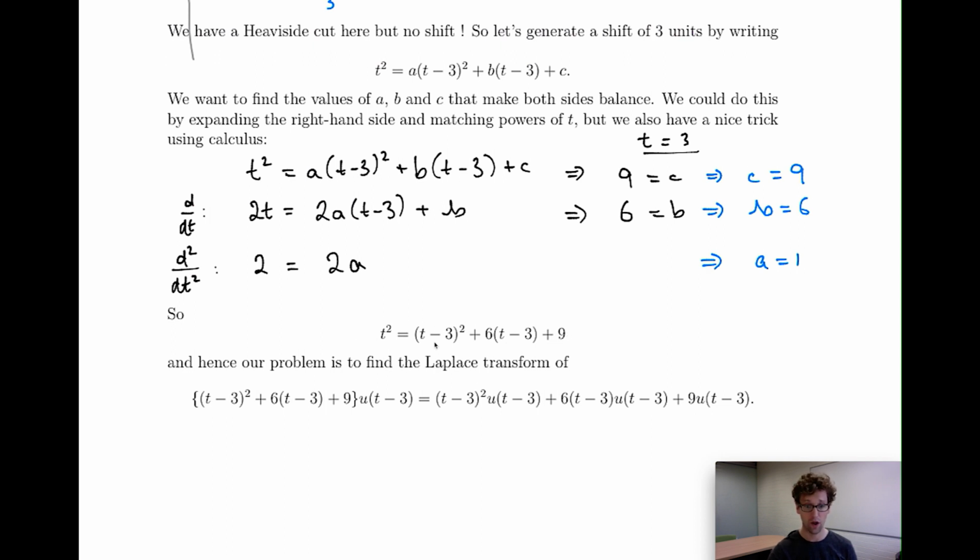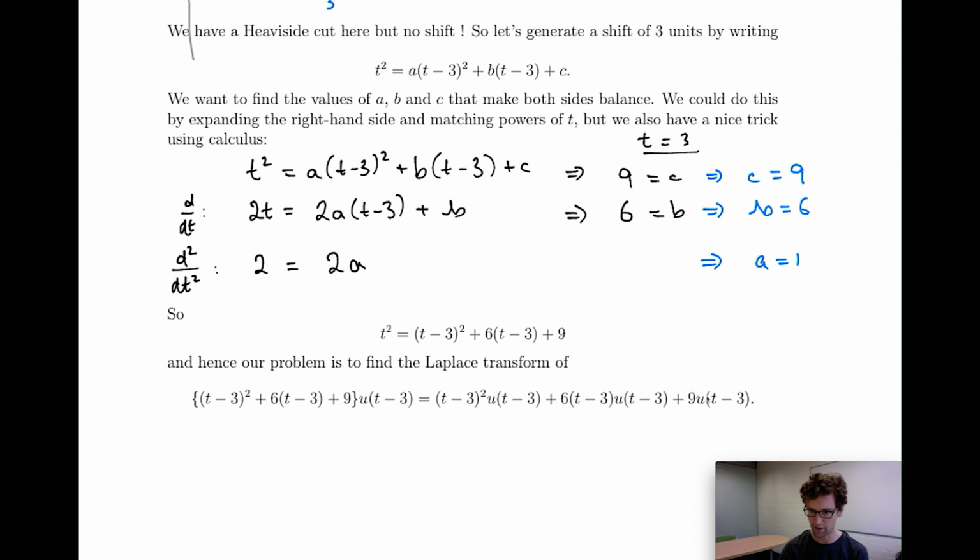I encourage you to try multiplying this out and showing that, in fact, all that you're left with is t squared. But the advantage of this form here is that it's really expressed as a shifted function of t. So everywhere t appears here, it appears in the form t minus 3. So that my original function, t squared u of t minus 3, is actually now a shifted and cut function, shifted, cut.